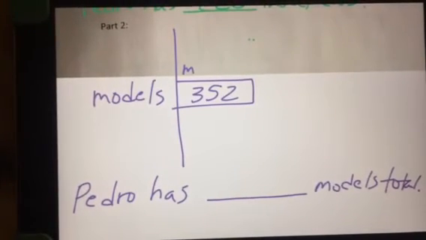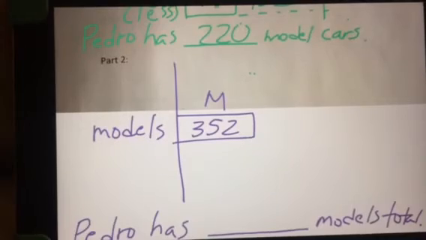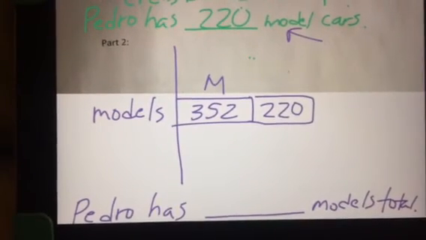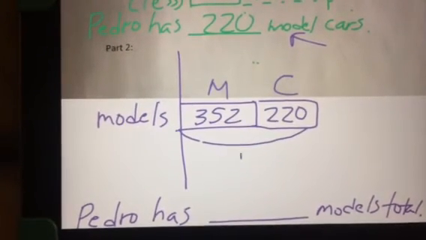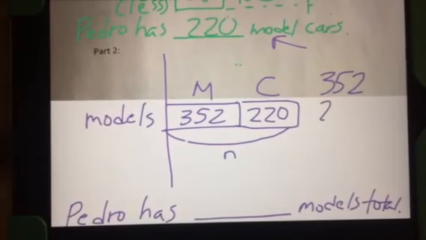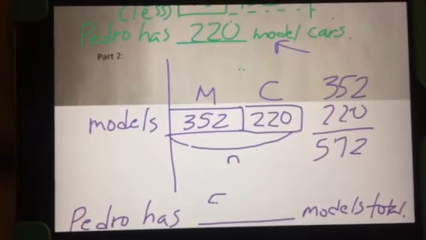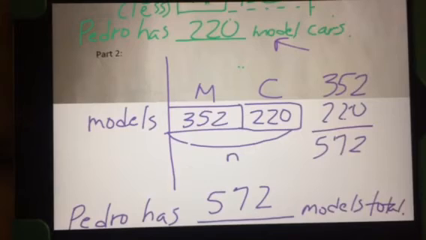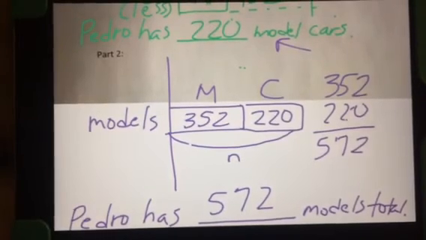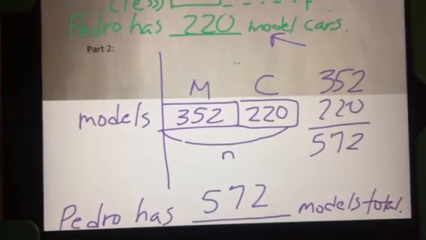352, let's just do M, motorcycles. And then we found out that there were 220 cars. And here's a simple part-whole. Let's find out the unknown by adding the two together, which would be 572 model cars and motorcycles total. Does that make sense? Yes, you simply add the two together. And that is how you do it. Those are the answers for your homework problems for the day.